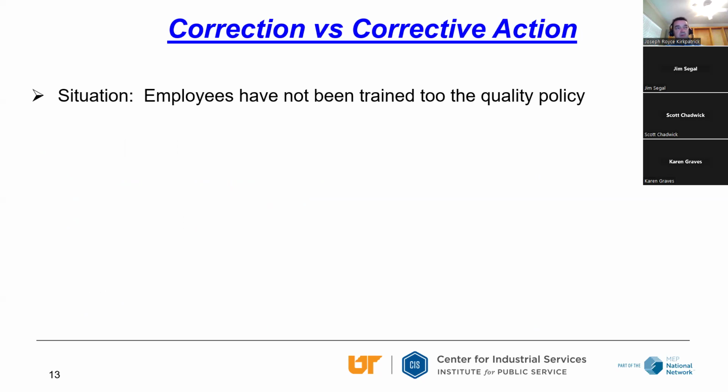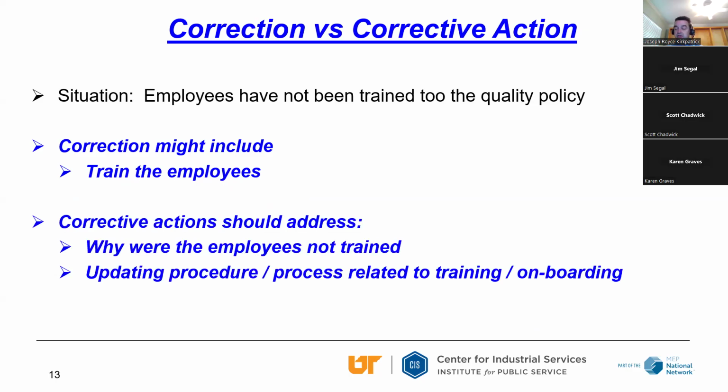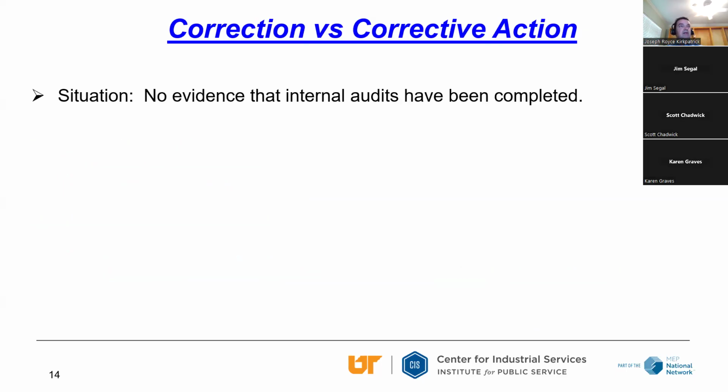Another example, employees have not been trained to the quality policy. Okay, well, let's train the employees to the quality policy. That's the correction. That's the immediate action we're going to do. Corrective action needs to address why they were not trained in the first place. Maybe we need to address the training or the onboarding process when we bring a new employee in. Maybe we don't have the policy posted in all the areas of the plant that need to be.